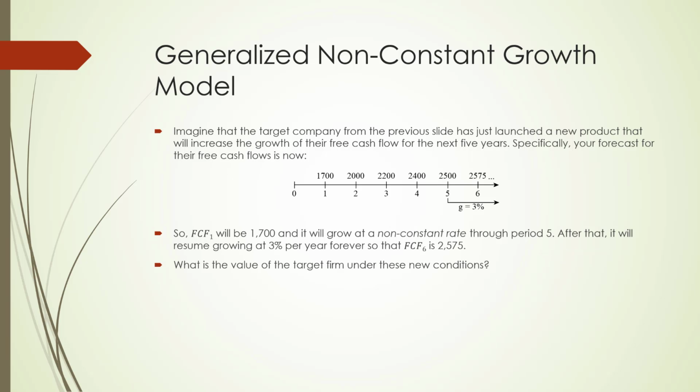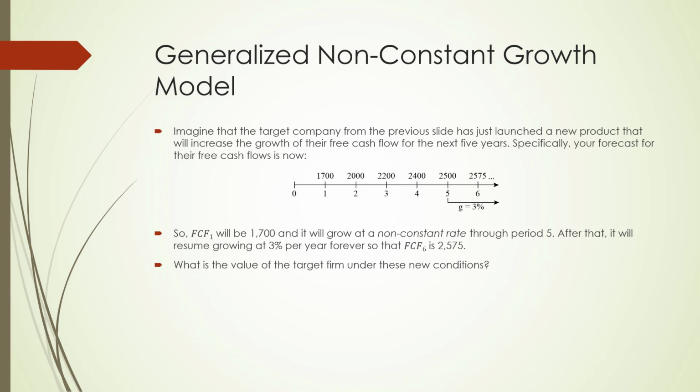Okay, so let's make this a little bit more complicated. In this case, we have the same target company, but we've just learned that they launched a new product, and we expect that that product will increase the growth of their free cash flows for the next 5 years. And specifically, our forecasts tell us that we now expect that they will generate $1,700 in free cash flow in year 1, $2,000 in year 2, $2,200 in year 3, $2,400 in year 4, and $2,500 in year 5.